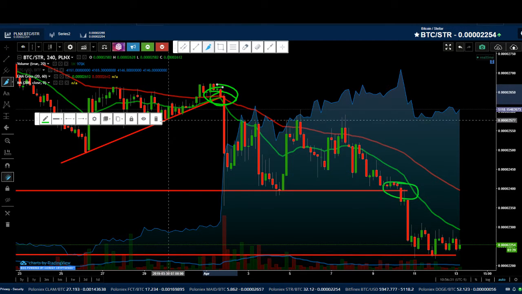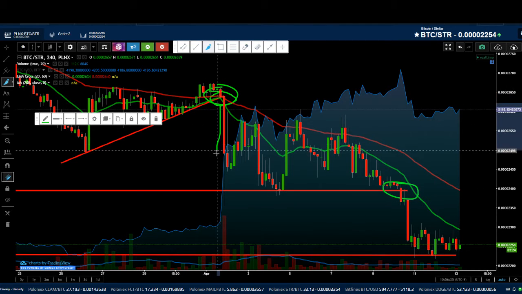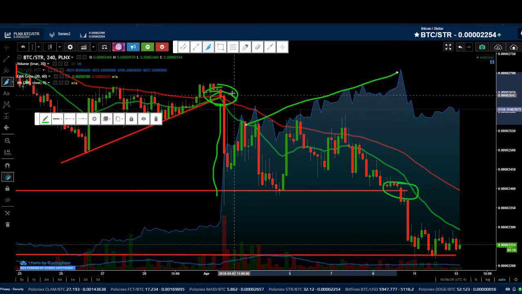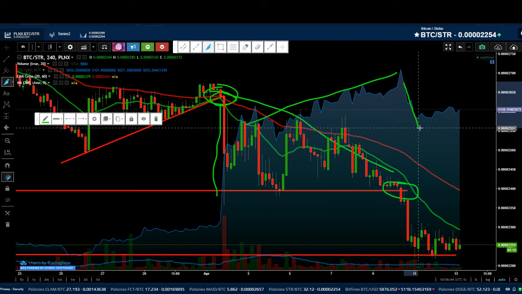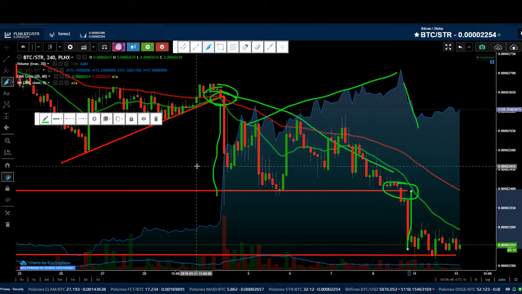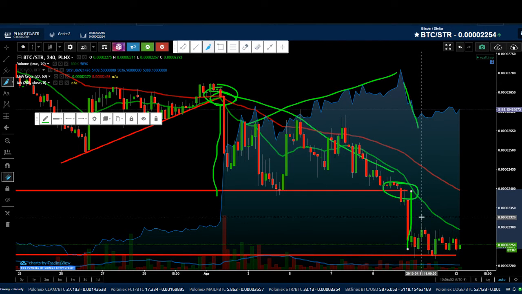Right here, Stellar prices were doing good. Bitcoin prices surged up and Stellar prices went down. They went opposite to Bitcoin. As Bitcoin was going up, Stellar was going down. And then as Bitcoin came down, Stellar went down more. So as Bitcoin went up, Stellar went down. As Bitcoin went down, Stellar went down.